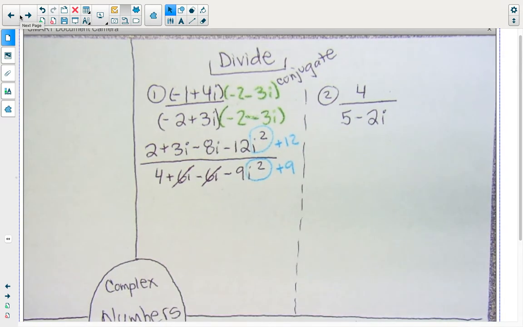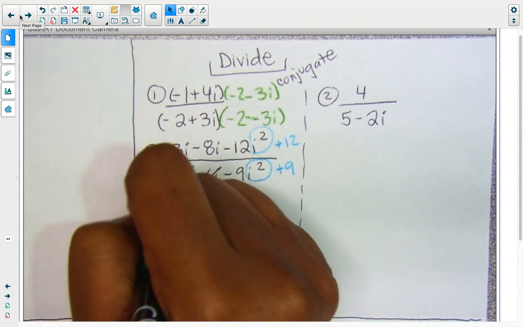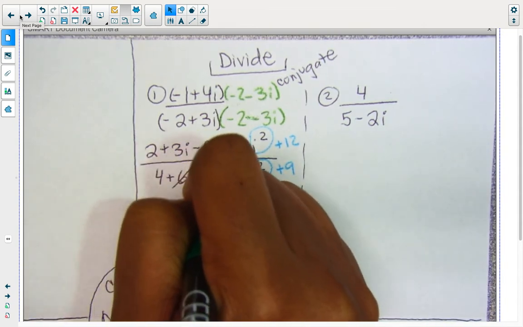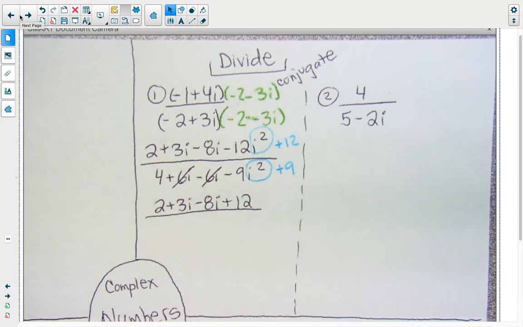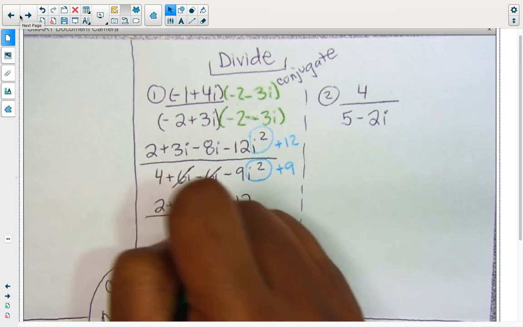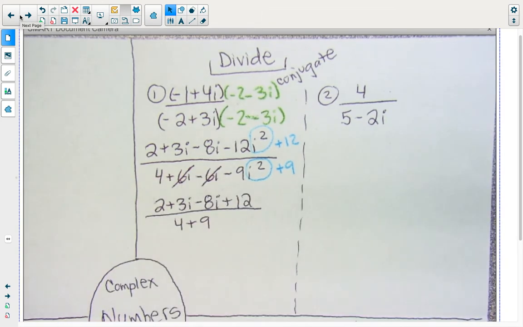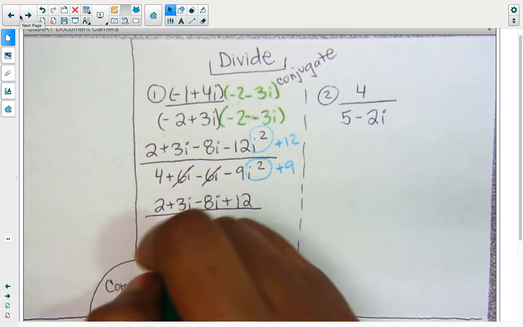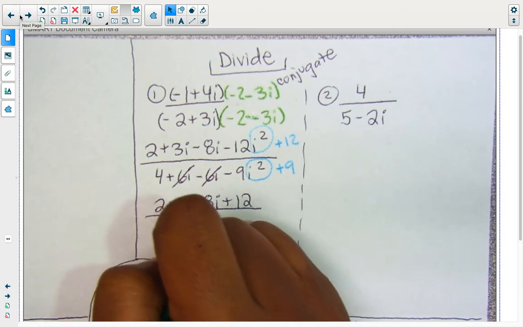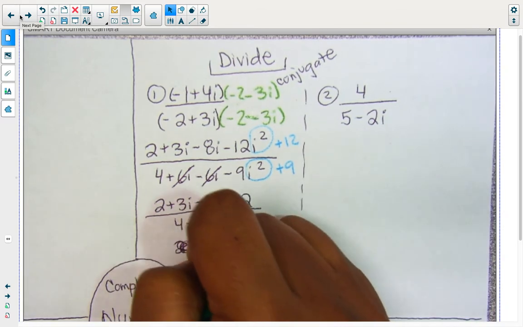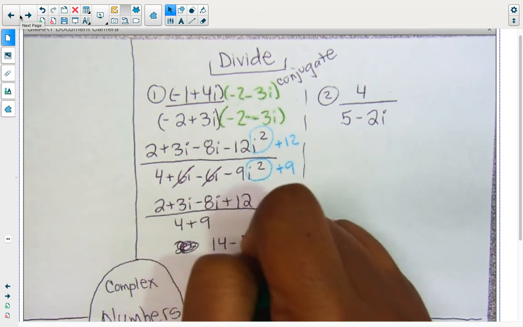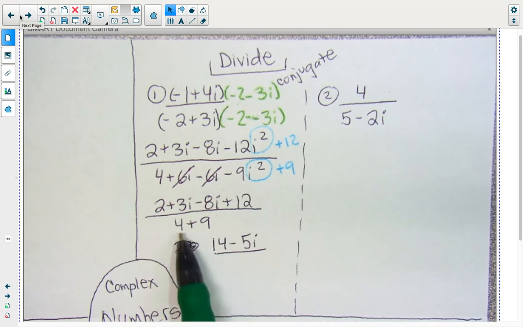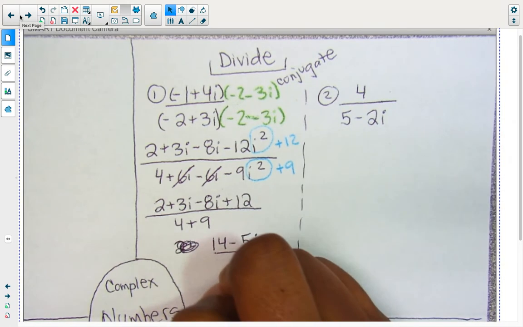So on top, if I rewrite, I have 2 plus 3i minus 8i plus 12. And in my denominator, I have 4 plus 9. I've got some like terms I can put together on top. 2 plus 12 gives me 14. And 3i minus 8i gives me -5i. And on the bottom, 4 plus 9 is 13.